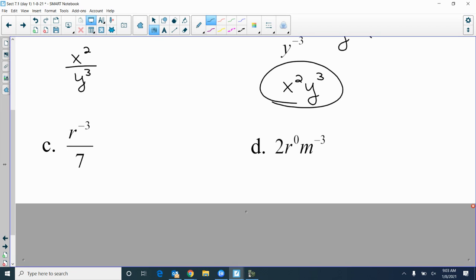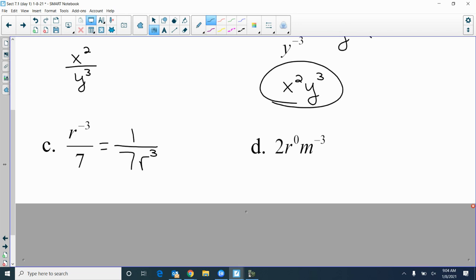All right, so for C, should the 7 move? Does it have a negative exponent? No, the 7 has to stay where it's at. R to the negative third now goes down below. What's left up top? A 1. Good. Yep, we've got to have that placeholder. It holds that place.